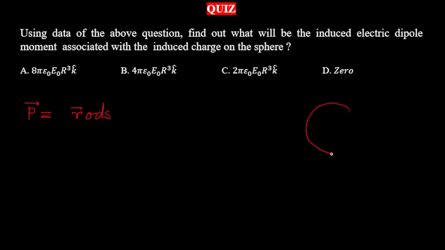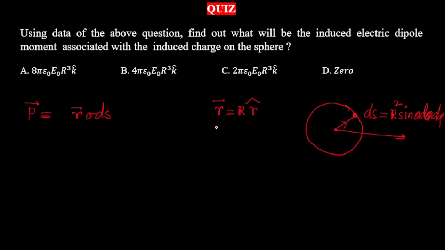In this case, we have a conducting sphere, and we have noticed that there will be a surface charge density. Let's say this is the z axis. We can consider an elementary area here, and in spherical polar coordinates we write the elementary area as R square sine theta d theta d phi. This distance will be our r vector. So the r vector you can write as capital R into r cap.